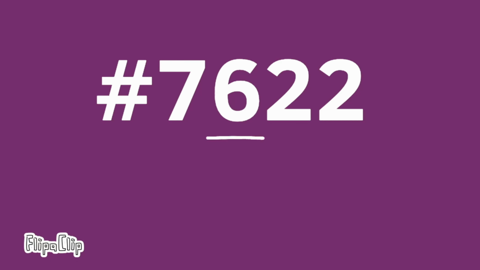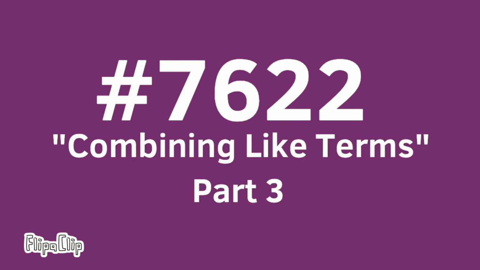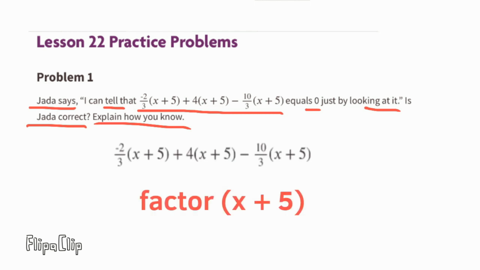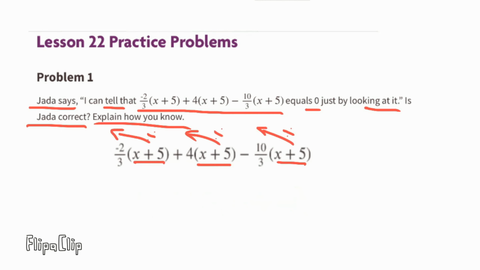Seventh grade, Unit 6, Lesson 22, Combining Like Terms, Part 3. Problem number 1. Jada says, I can tell that this expression equals 0 just by looking at it. Is Jada correct? Explain how you know. First, factor x plus 5. Place x plus 5 on the outside and multiply it by negative 2/3, positive 4, and negative 10/3.